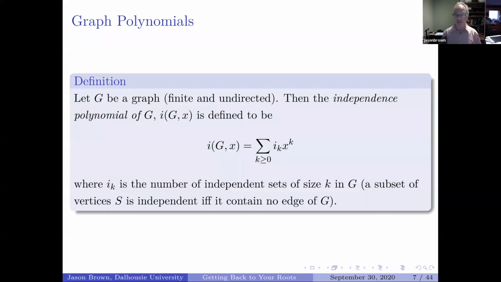Let G be a graph, and I put in brackets finite and undirected because that's my assumption as we go forward. Then the independence polynomial of G, I write it as I of G of x, is defined to be the sum over all k greater than or equal to 0 of I sub k times x to the k, where I sub k is the number of independent sets of size k in the graph G. And of course, a subset of vertices is independent if and only if it contains no edge of G.